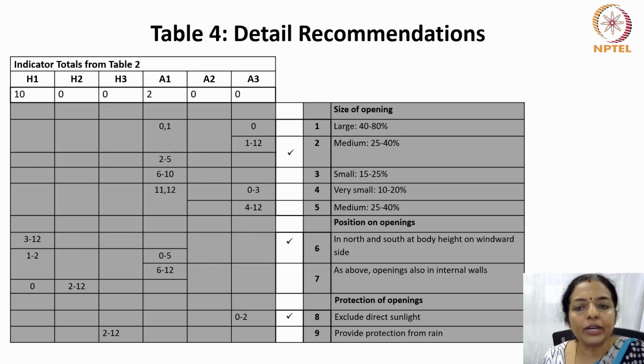Then further detailed recommendations also say that medium size openings in north and south at body height on the windward side, we should have the position of openings and we should exclude direct sunlight. So look at what correlates for the indicator that we have got, whether it is this or this or this or this. Like in this case, our H1 is 10, which falls under 3 to 10. And therefore, north and south at body height on the windward side should be the position of the openings.